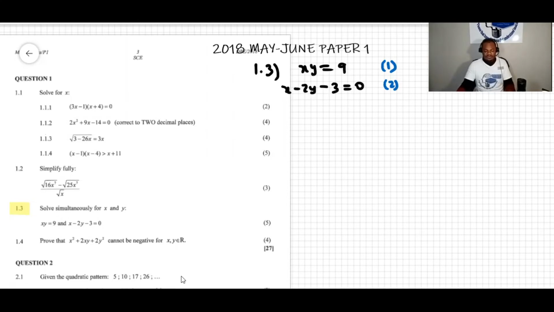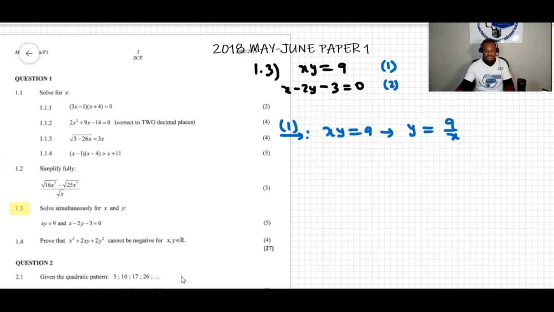I want to select one of the equations here. I would prefer equation 2, or maybe equation 1 still, it doesn't matter. I want to take equation 1. From equation 1, we have xy equal 9. This means if we make y subject of the formula, y equals 9 over x. Then I can substitute the value of y into equation 2.